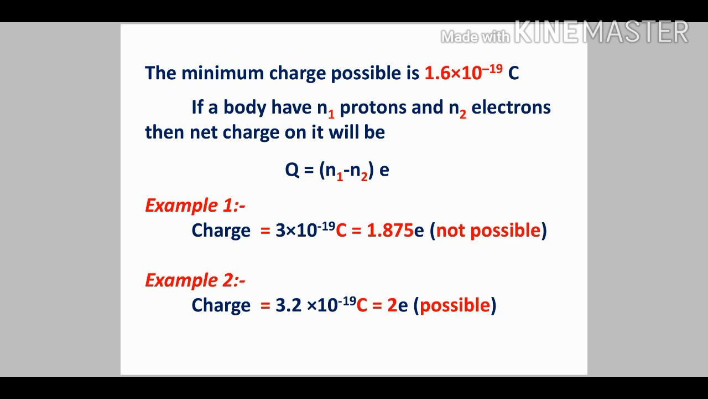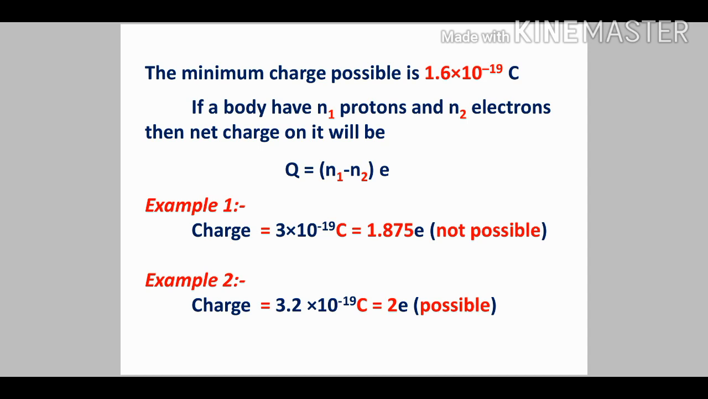Example 1. Charge is equal to 3 into 10 power minus 19 coulomb. This one we need to write in terms of e. So 3 into 10 power minus 19 coulomb, we can write as 1.875 into 1.6 into 10 power minus 19 coulomb. So 3 into 10 power minus 19 coulomb is equal to 1.875 into e. Here 1.875 is not an integer value. That's why this charge is impossible.